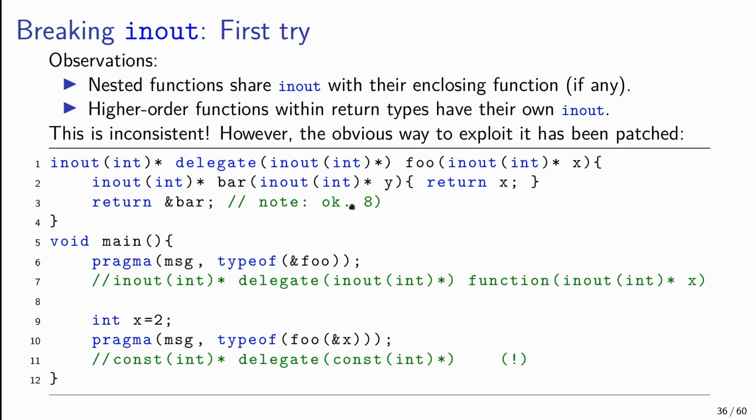And this is accepted. And then an interesting thing that happens is if you look at the type of foo, you actually get something that turns an inout int pointer into an inout int pointer delegate. But if you call this function, what you get is not an inout int pointer delegate as claimed. What you get is a const int pointer delegate returning a const int pointer. So what the compiler is doing here is it's fixing an inconsistency here with an inconsistency down here. And in this kind of tricky way, it prevents me from breaking the type system.